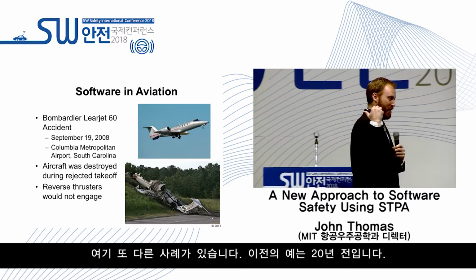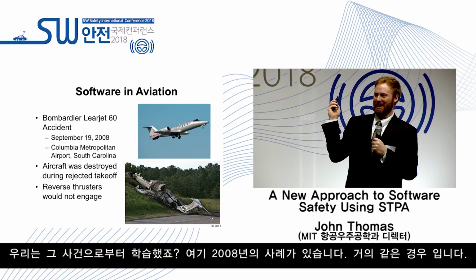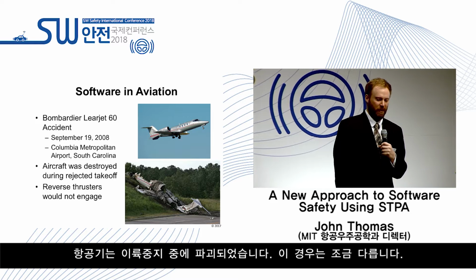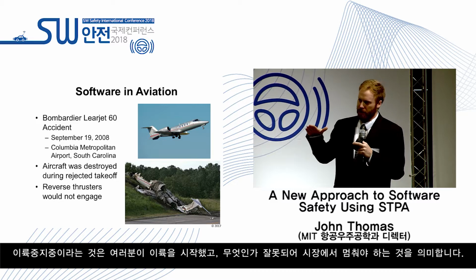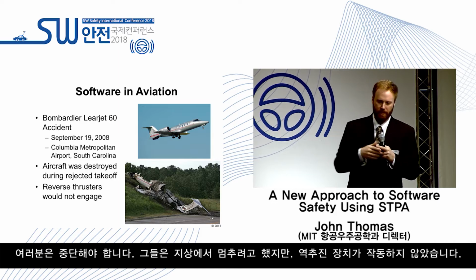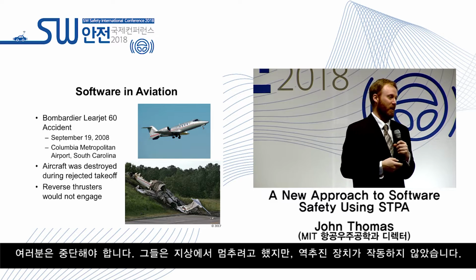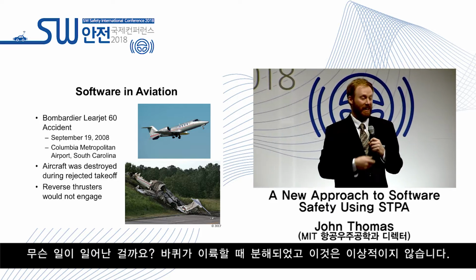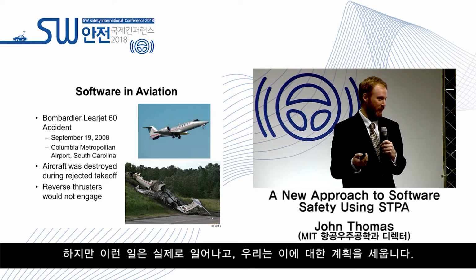Here's another case. That previous example was 20 years ago. We've learned, right? Here's a case from 2008. Almost the same thing. An aircraft was destroyed during a rejected takeoff. That means you start the takeoff, something goes wrong, and you have to abort and stop on the ground. Well, they tried to stop on the ground, and the reverse thrusters would not engage. They could not stop and went off the runway. What happened? Well, the tires disintegrated on takeoff. Not ideal, but it does happen, and we plan for this.